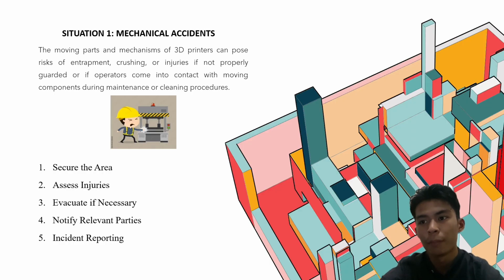First, situation 1. A mechanical accident might happen when the moving parts and mechanisms of a 3D printer are not properly guarded, or when someone comes into contact with moving components during maintenance or cleaning processes. What are the steps to take when this happens?